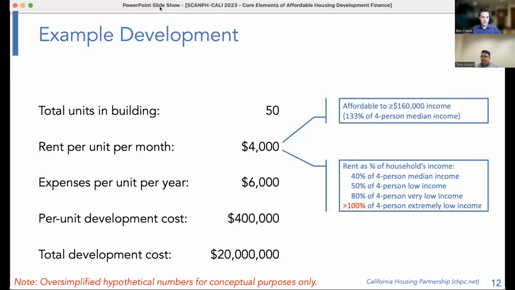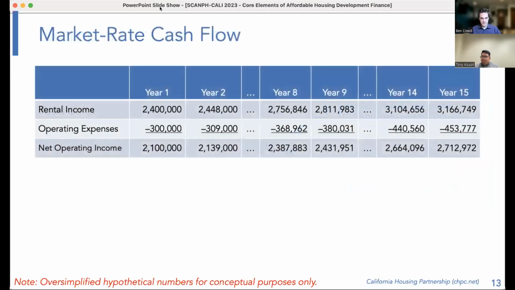But we're going to take this starting point for this hypothetical 50-unit building. And ultimately what this simple apartment building is, it's basically a simple small business. It's got revenue coming in from the rent. It's got bills to pay to keep the building up and running month over month, year over year. And at the end of the day, there's some money left over, 2.1 million in the first year, and a slowly but steadily increasing amount if we assume a certain amount of inflation.